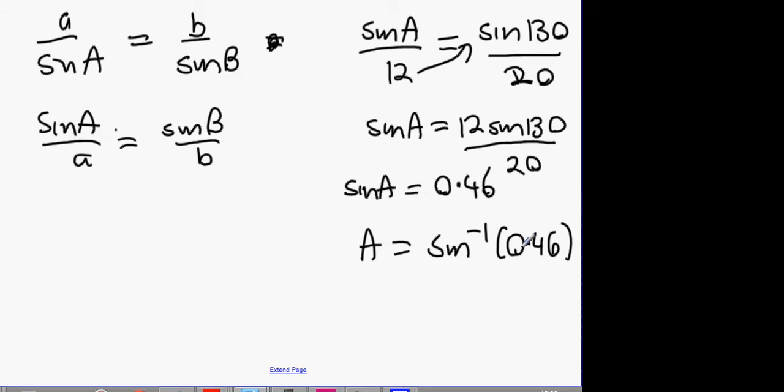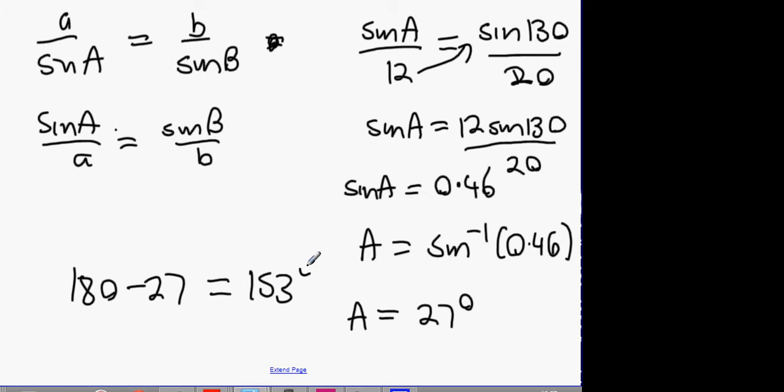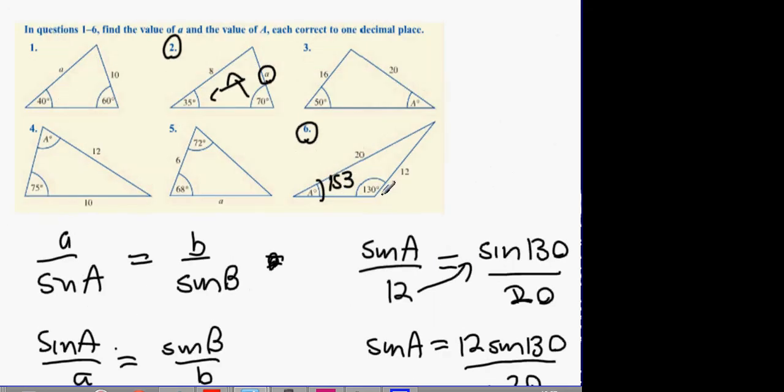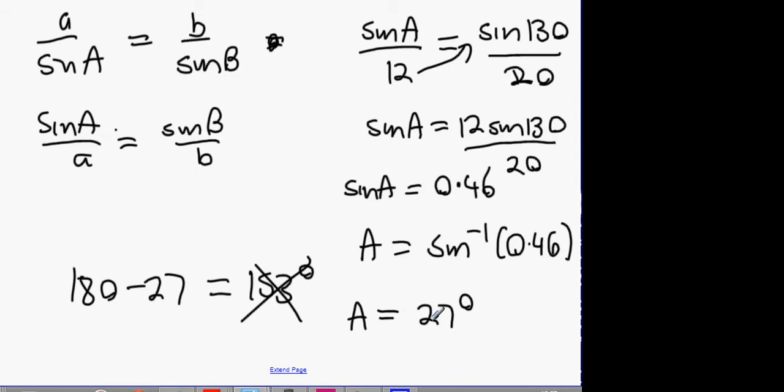Sine inverse it to find the angle. 27 degrees. Stop there guys. We also have to consider the second quadrant. So 180 minus 27 is 153. 153 is sometimes another alternative answer, but we can rule it out. The reason why we can rule it out is it's too big. When you add 153 to 130, the triangle's only meant to add up to 180 degrees. That's why only 27 is the answer.